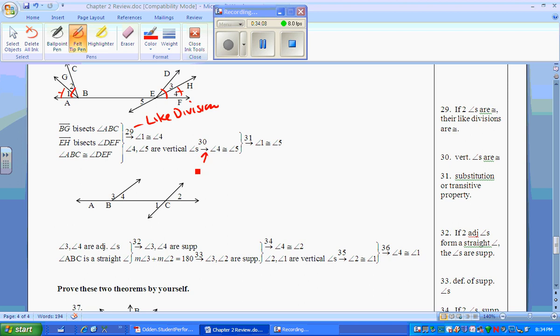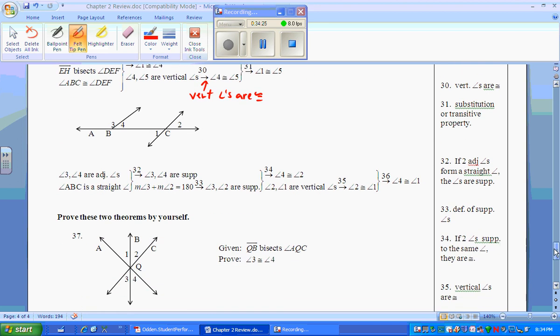Vertical angles, that gives it away. So it's vertical angles are congruent, and then 1 is congruent to 4, 4 is congruent to 1. This is that idea of the transitive property where you don't have to do the substitution by converting it.